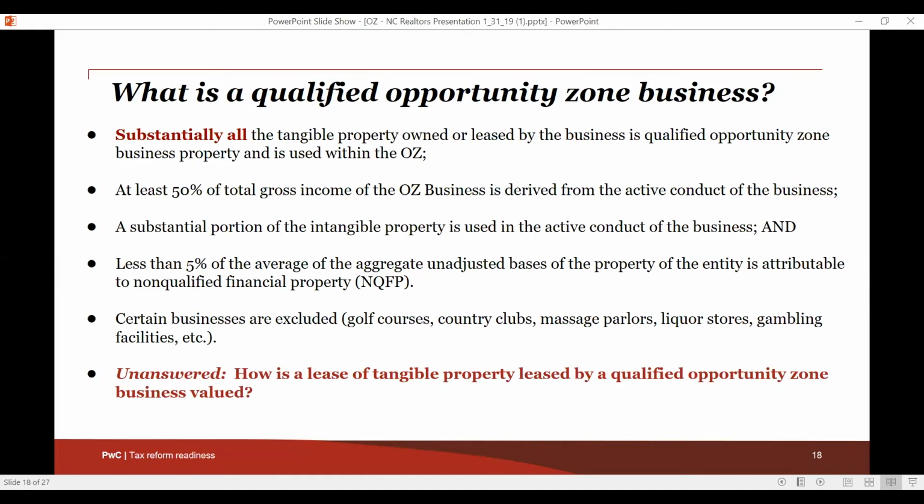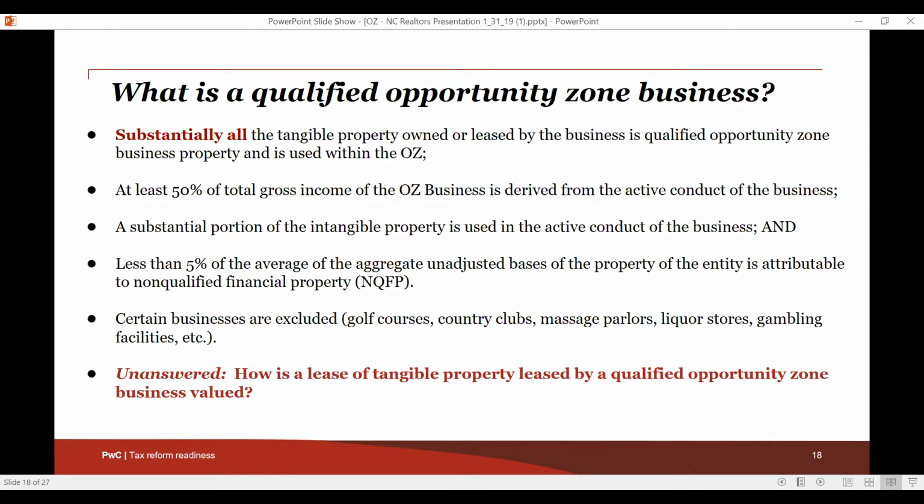So there is still a lot of uncertainty surrounding the qualified opportunity zone business piece of the program. And as I mentioned, we're expecting guidance out in the next month or so. So that should address a lot of the uncertainties on this topic. What we do know is that to be a qualified opportunity zone business, 70% of the tangible property owned or leased by the business has to be qualified opportunity zone business property and is used within the zone.